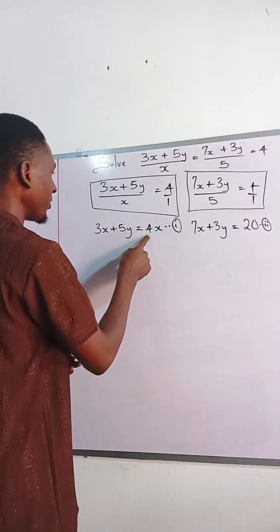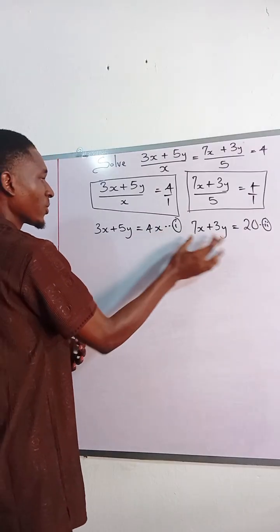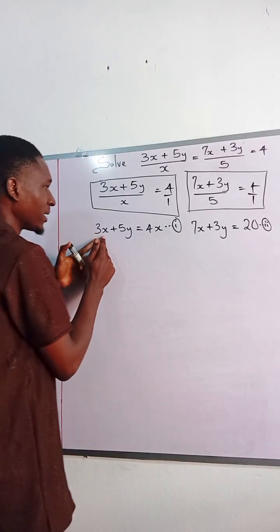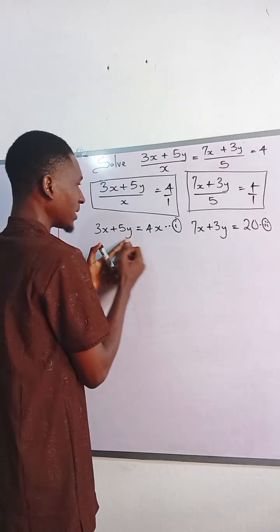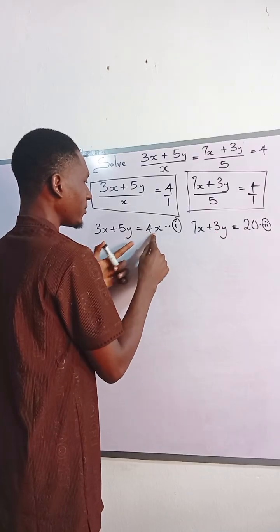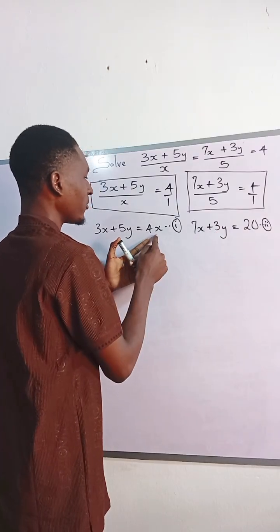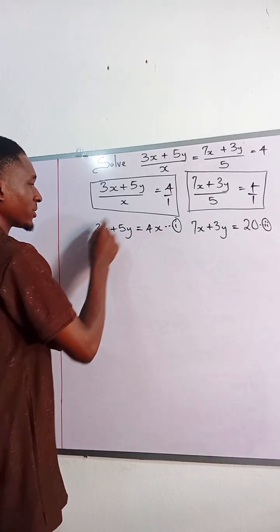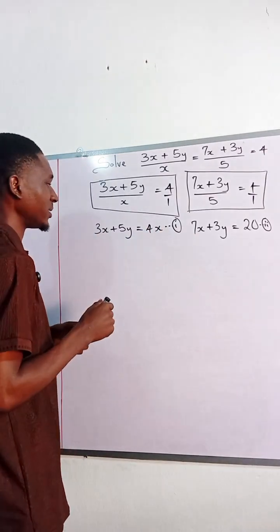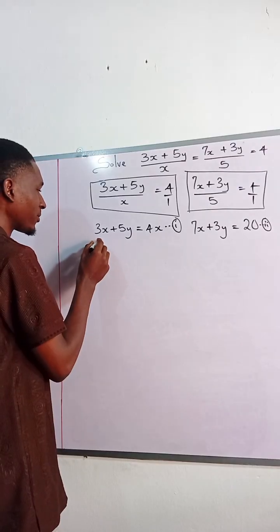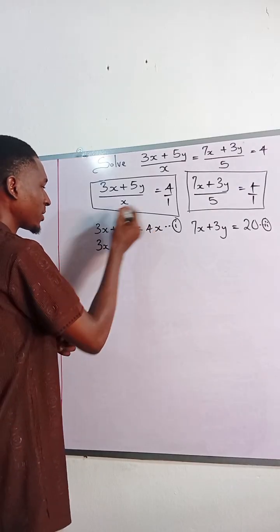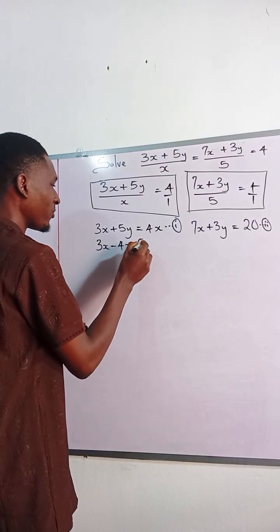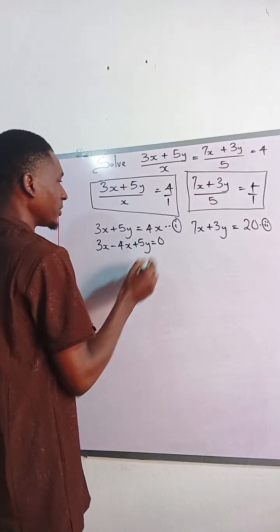So we have to collect like terms here because we need to make sure that the two equations are arranged similarly. The first term is the x term, the second term is the y term, and the last term is supposed to be a constant. Therefore, we have to make this side a constant. How do we do that? We move this 4x to the left, while here remains 0. So we are going to be having 3x. When the 4x comes here, it turns to minus 4x, plus 5y equal to 0.